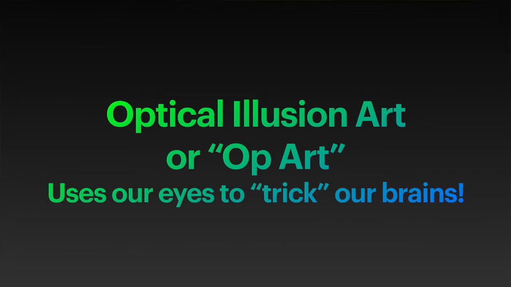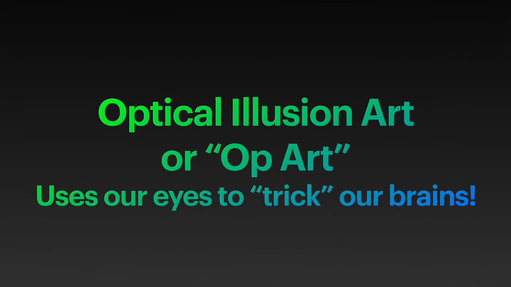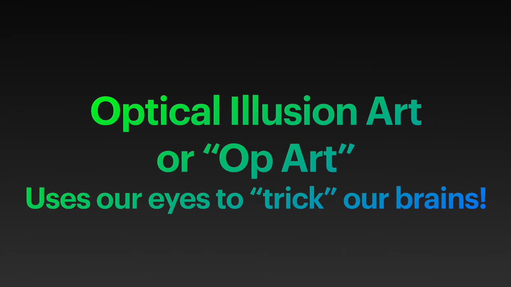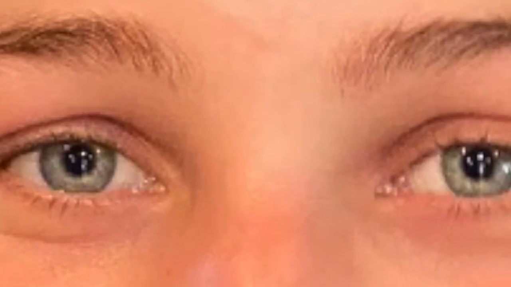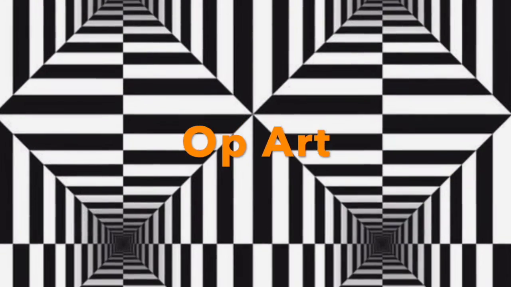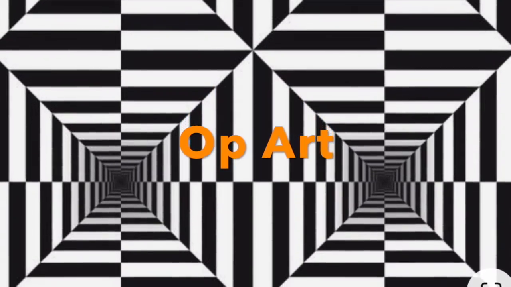First, what is an optical illusion? Well, basically it's something you see that tricks your eyes. Anything optical relates to the eyes, and an illusion is something that appears to be true, but maybe it isn't. Check out some examples of optical illusion art, or op art for short.